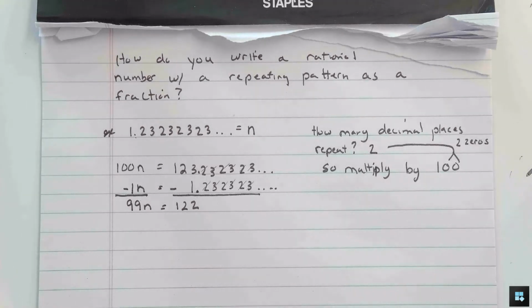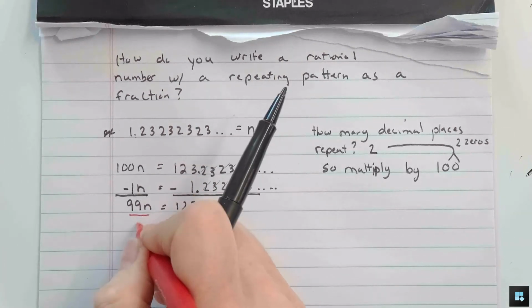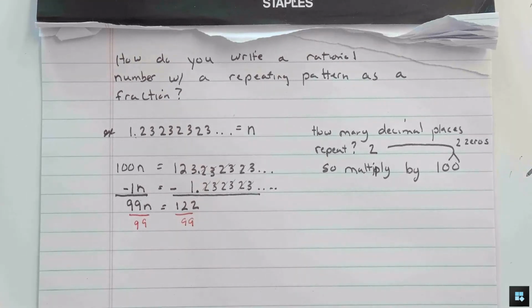So all of the repeating part subtracts away if you're multiplying by the proper power of 10, and you don't make any errors when you do that. You can divide away the 99 now. So n will be 122 divided by 99. Sometimes you can reduce that. You don't need to worry about reducing for my class.